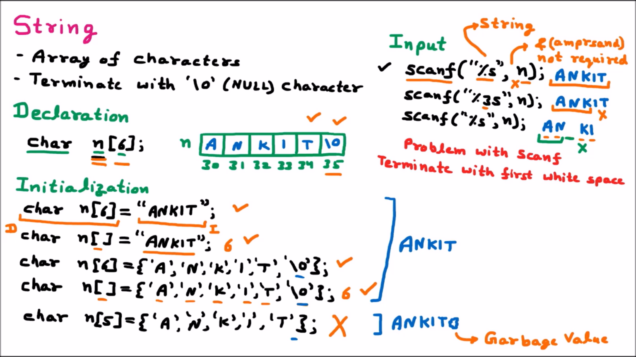So we have the problem with the scanf statement that whenever the first space is encountered, it does not consider the complete sentence afterward. It only takes the first part. So in this case, only "an" will be taken. This is the problem with scanf. It terminates with the first white space. What is the meaning of white space? White space means if you are pressing enter or giving a space, afterward it is not going to consider the later characters.